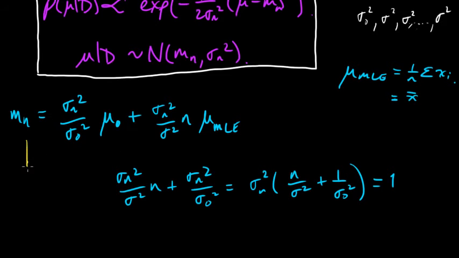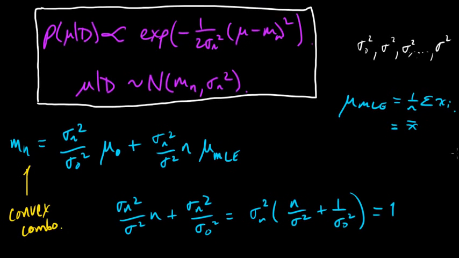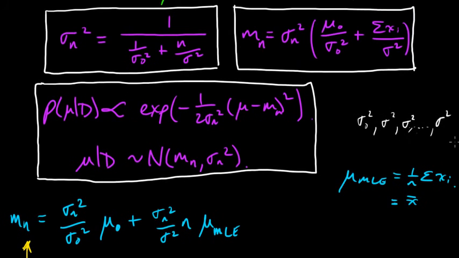This is a convex combination of mu naught and the MLE. So it's a nice interpretation of this, and that's an important fact. I'll draw a picture of that in a second. So we'll draw the picture here.